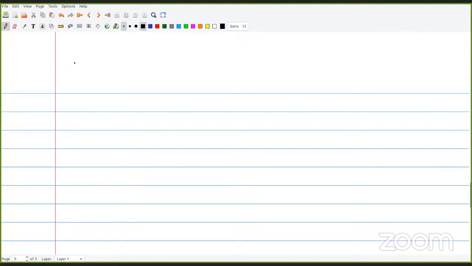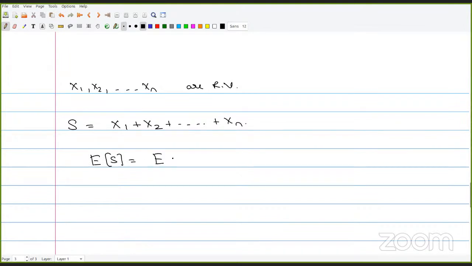So in 7.4 we have the sum. We will talk about the sum of random variables. So let us say X1, X2, ..., Xn are n random variables, and the sum of these random variables is nothing but X1 plus X2 plus and so on plus Xn. So this is the sum of random variables. Now we know the expected value of this sum, using the linearity of expectation, will be expected value of X1 plus expected value of X2 plus and so on plus expected value of Xn.